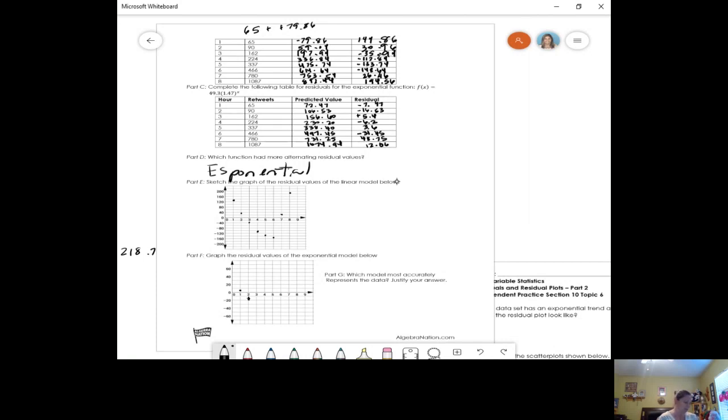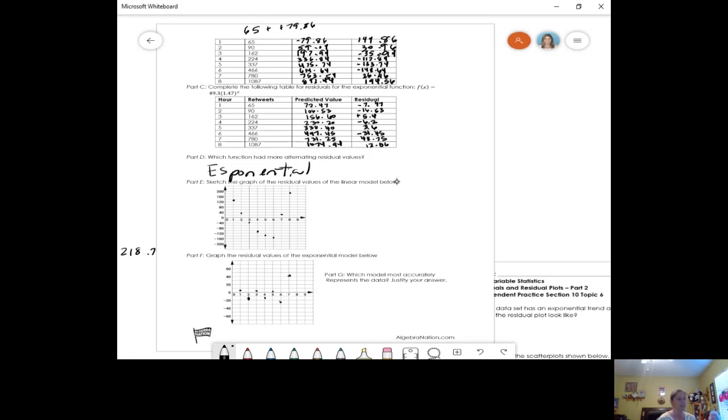All right, 3 is at 5, so 3, 5. 4 is at negative 6, so somewhere there. 5 is at 3.6, so somewhere there. 6 is at negative 31. 7 is at 48, so 48 would be here. And that was 8. All right, so we don't have a 9.